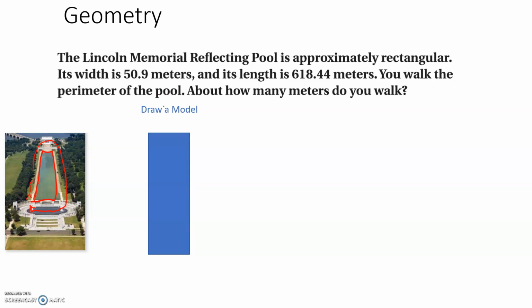So 50 and 9 tenths meters is my width. So it'd be this side and that side. And 618 and 44 hundredths meters is my length, and that's going to be the longer side. All right, so I draw my model.